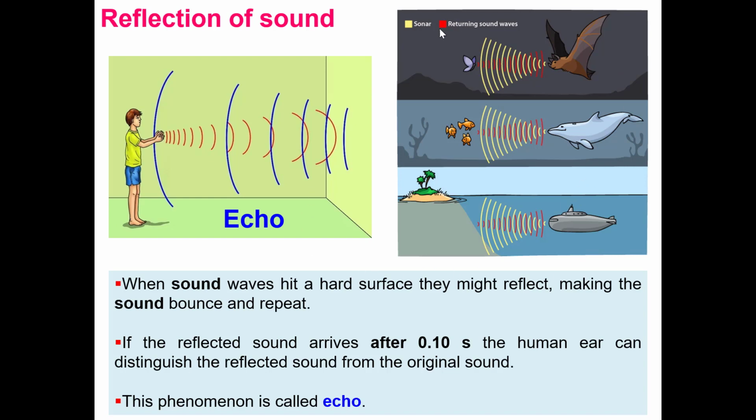And this phenomenon is used by some animals, for example, to hunt the prey. Yes, and this is called echolocation. They use that phenomenon to know the position of the prey.